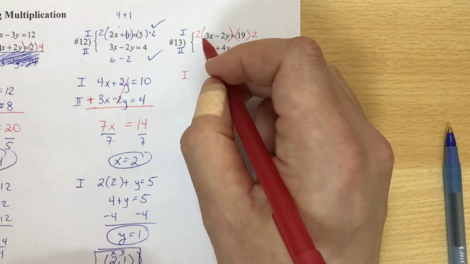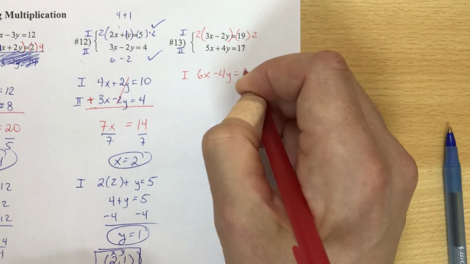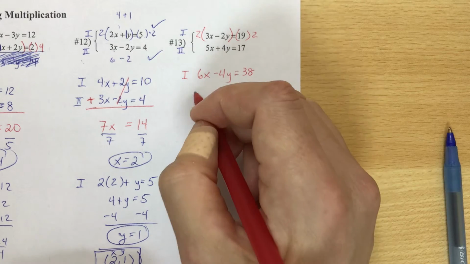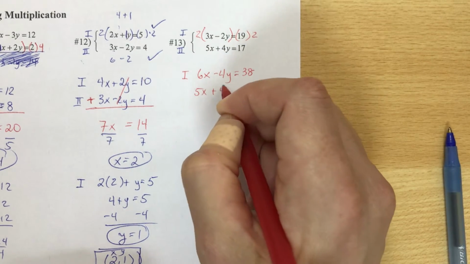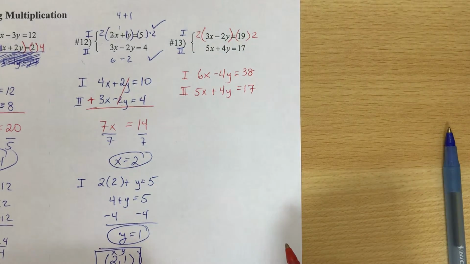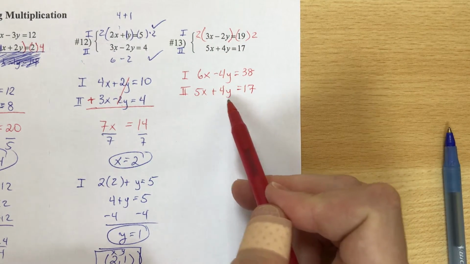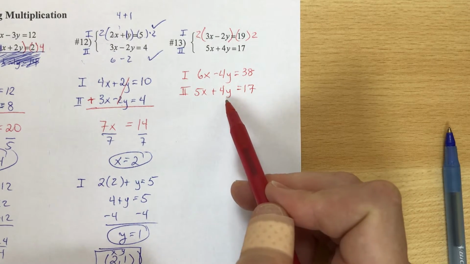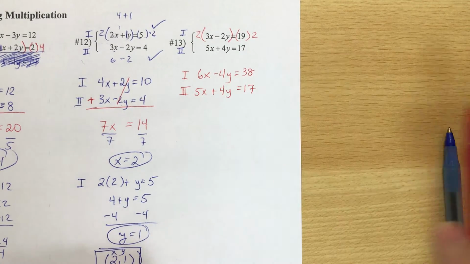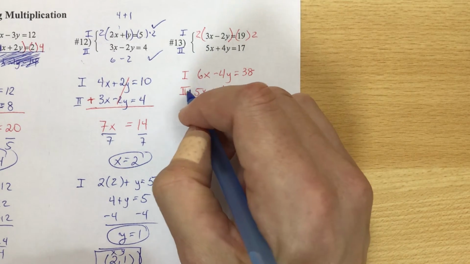So equation 1, 6x minus 4y equals 38. And then this is 5x plus 4y. I'm just copying that down. I'm just rewriting it. I like to keep my equations together. That's why I rewrite. You might think, well, why do I have to copy that? I like to keep this together. It's easier to see. Now that we have opposites, we're going to add.